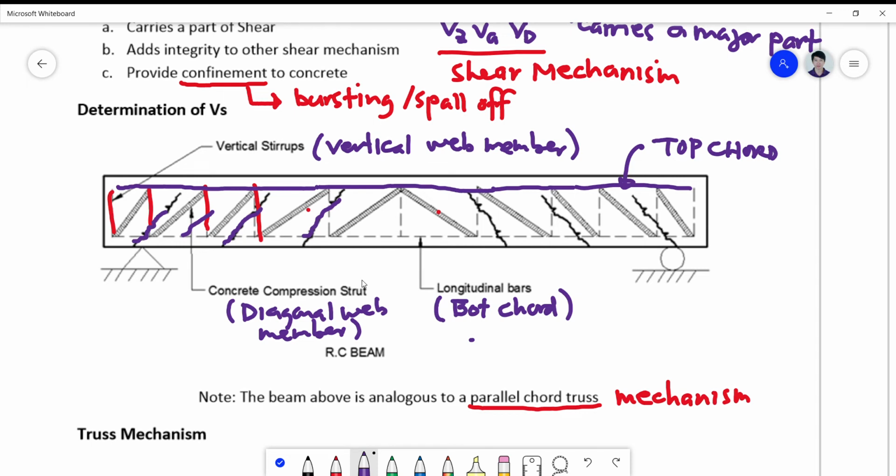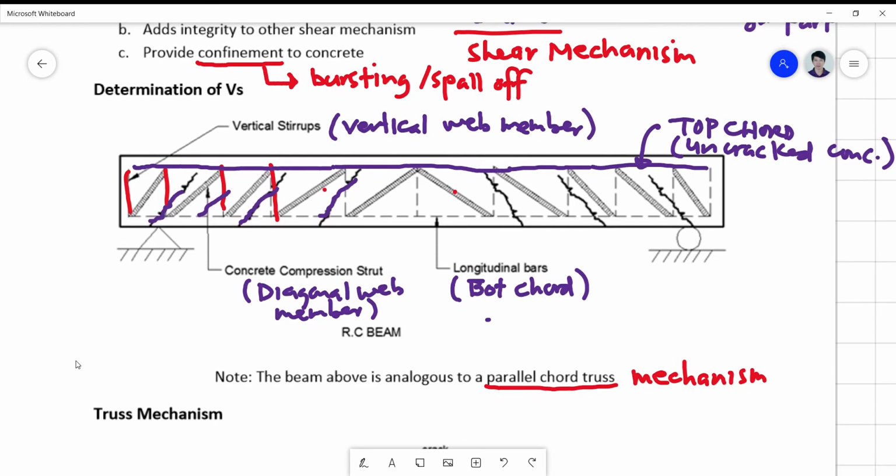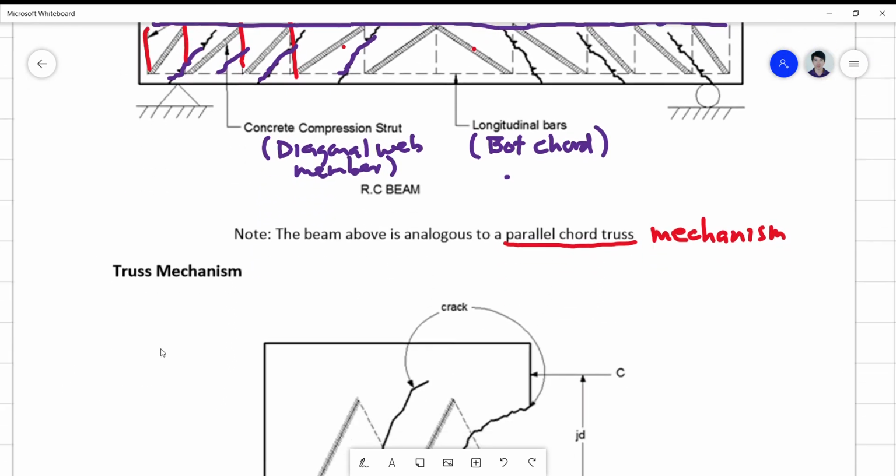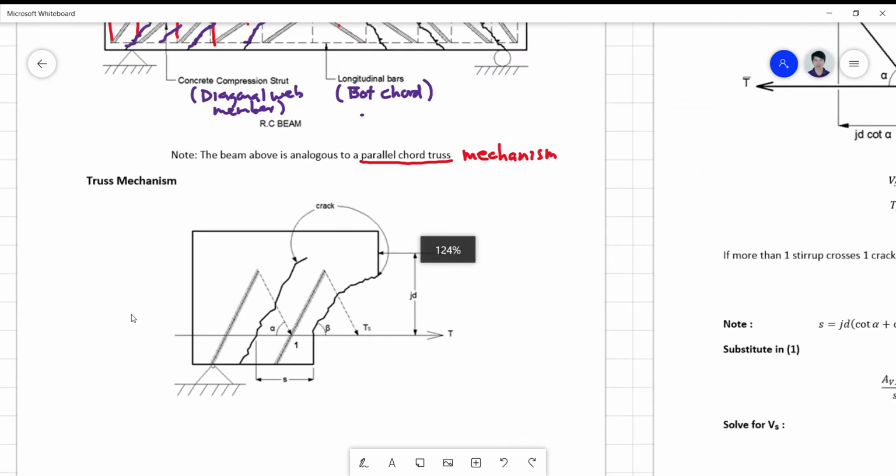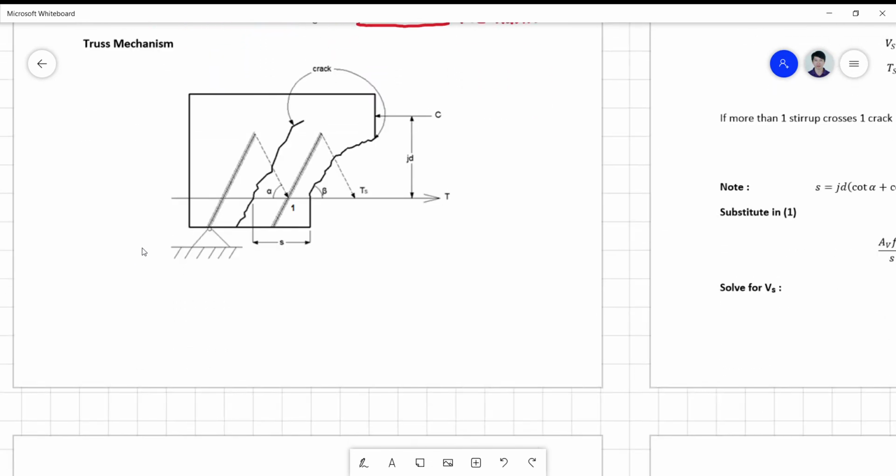So there's still a part of concrete that has not cracked at the top. So this is now your parallel chord truss mechanism, or simply the truss mechanism that will be the basis for our solution to the shear strength contribution.